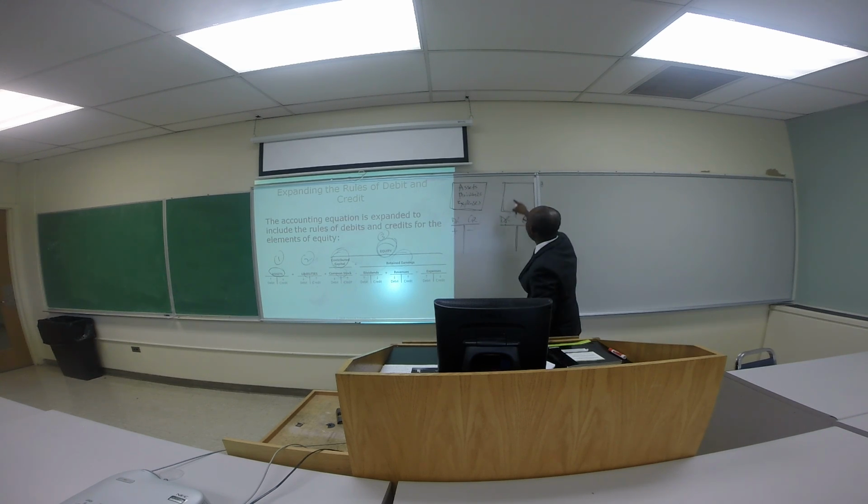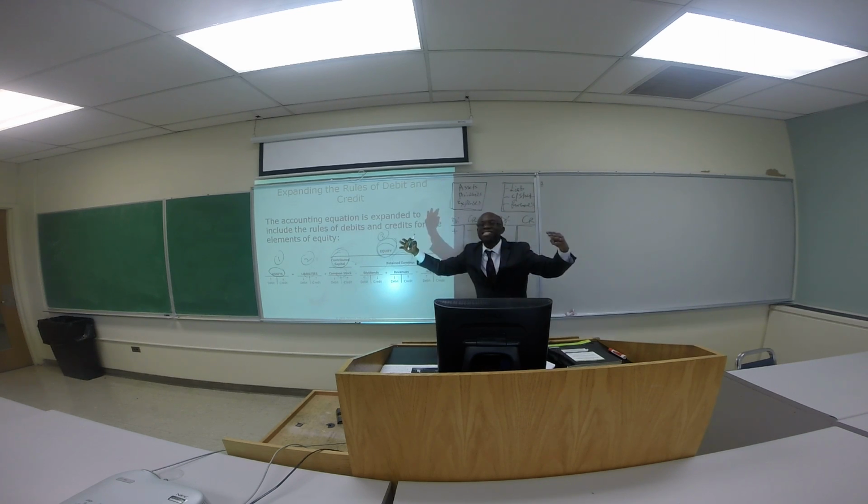Then, in this box, look at what we are going to have here: liabilities, common stock, and revenues. Now, listen, this is very important. One, two, three, four, five, six. That is as far as it goes.